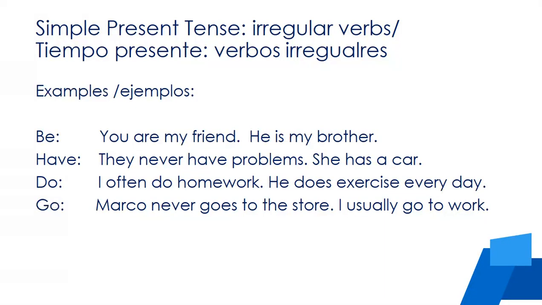Some examples with irregular verbs. You are my friend. He is my brother. They never have problems. She has a car. I often do homework. He does exercise every day. Marco never goes to church. I usually go to work.